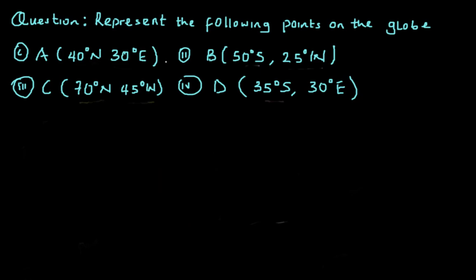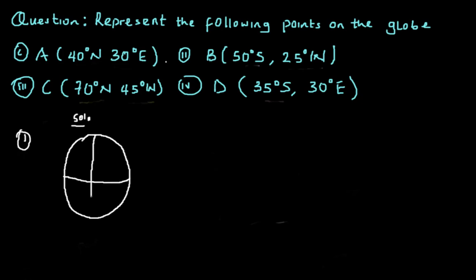So we have, represent the following points on the globe. Let's take I. So we draw the globe. We can have the equator, and then we can have the prime meridian. So 0 degrees, 0 degrees. Now we have 40 degrees north. Now remember, north is above the equator, so 40 degrees, it won't be too close but a bit close. So this here is 40 degrees north.